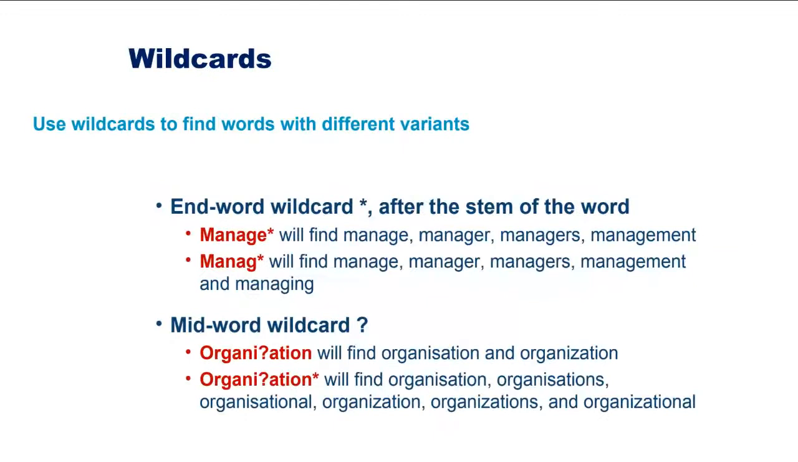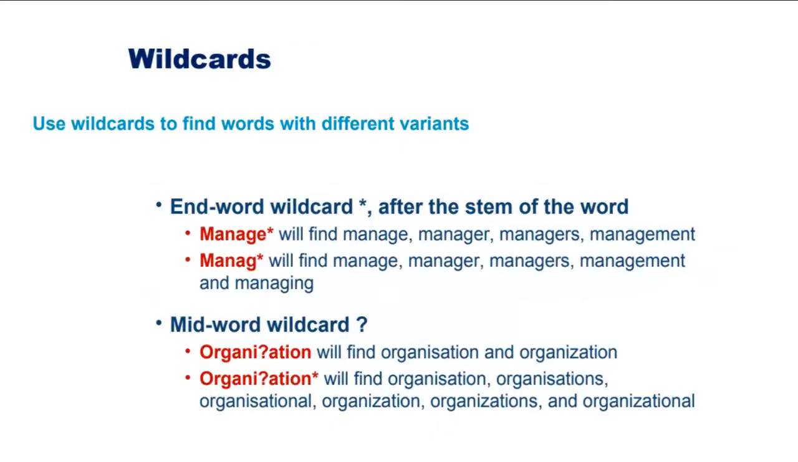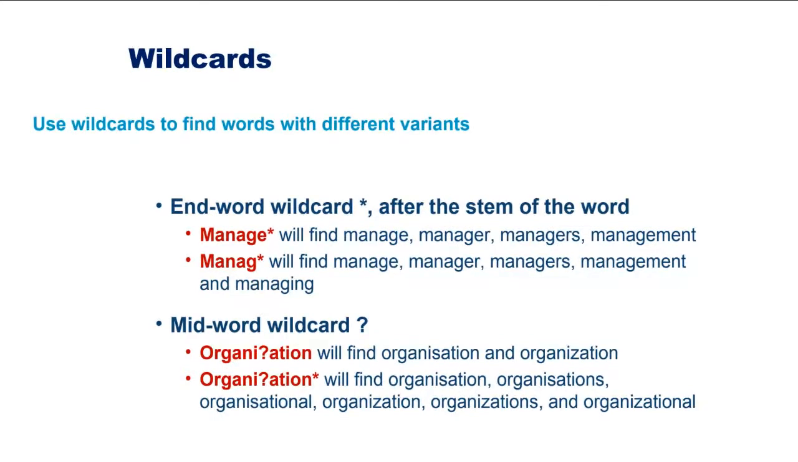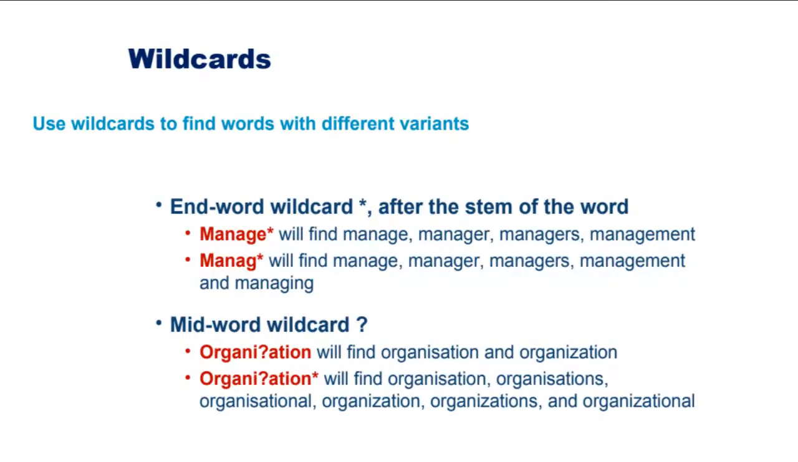So now the thing is this, that when we are going to conduct this research, you must know about some of these very useful tools that you can use to find the right articles. So we call them wildcards. Wildcards basically are useful to find words with different variants. Variants mean variation. So there are two types of wildcards that we use in the research.